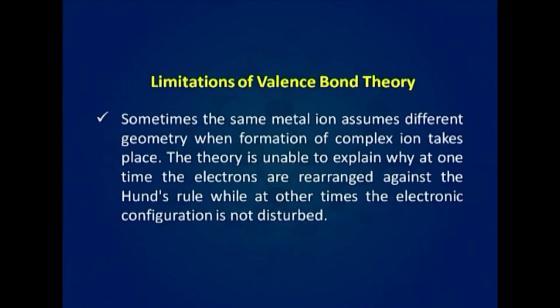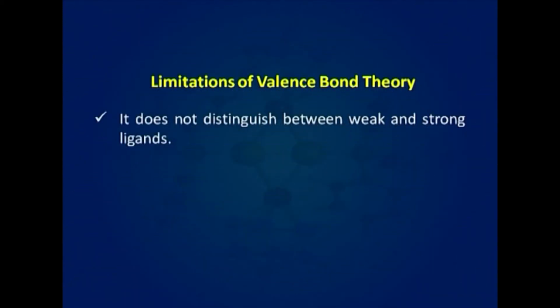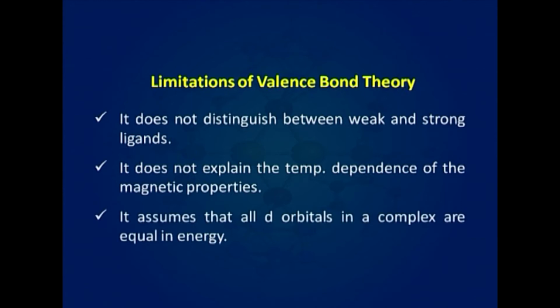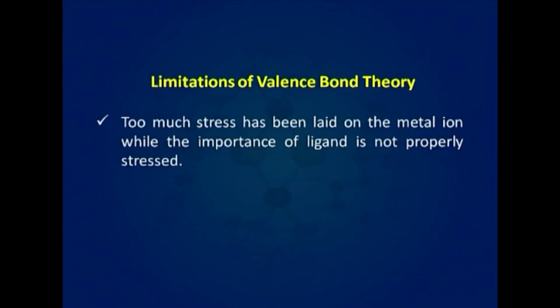Sometimes the same metal ion assumes different geometry when formation of complex ion takes place. The theory is unable to explain why at one time the electrons are rearranged against Hund's rule while at other times the electronic configuration is not disturbed. It does not distinguish between weak and strong ligands. It does not explain the temperature dependence of magnetic properties. It assumes that all d orbitals in a complex are equal in energy. Too much stress has been laid on the metal ion while the importance of ligands is not properly stressed.